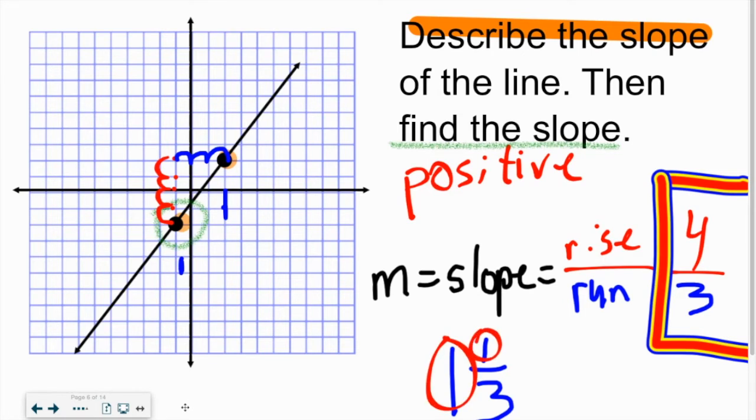This has 1, 2, 3. So a mixed number will not work. Can you take anything out of both 4 and 3? No. Thus, it's reduced, and it is in simplest form as a ratio. Leave it as 4/3. Done.